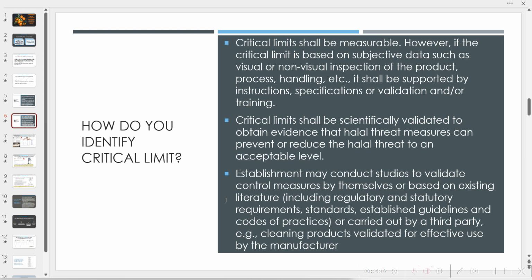Measurable falls under the Toyiban part. Okay. Or for halal part, for example, slaughterhouse, your stunning machine. Okay. So that's an example. It shall be measurable. However, if the critical limit is based on subjective data such as visual or non-visual inspection of the product, process handling, etc., it shall be supported by instruction, specification, or validation and or training.